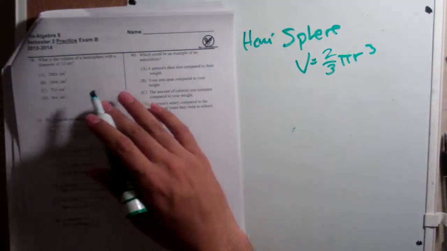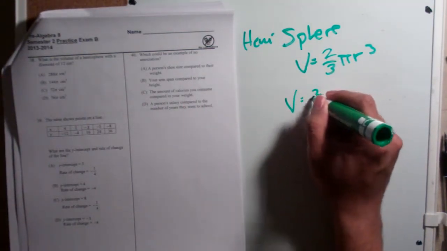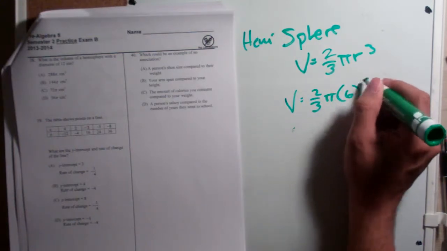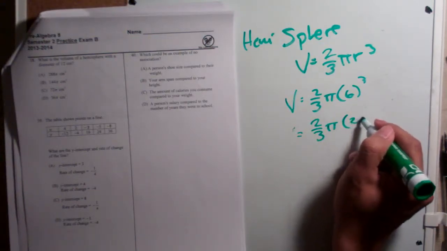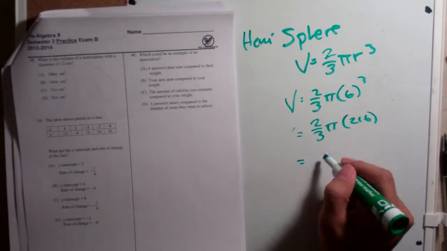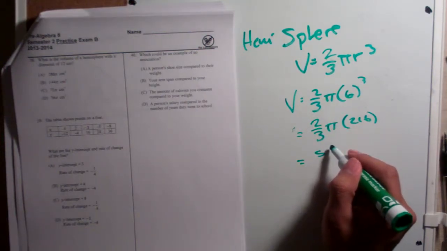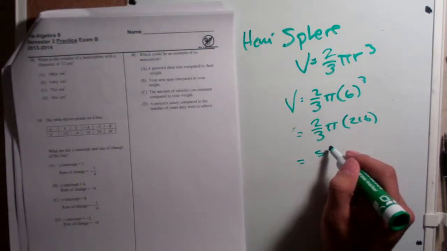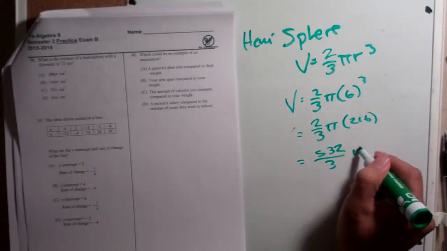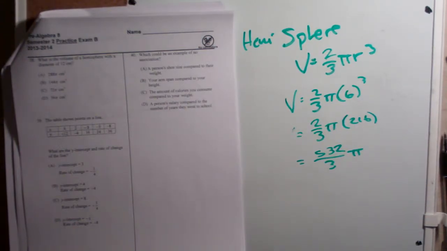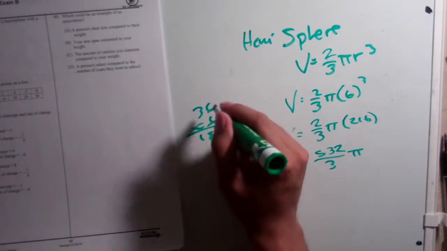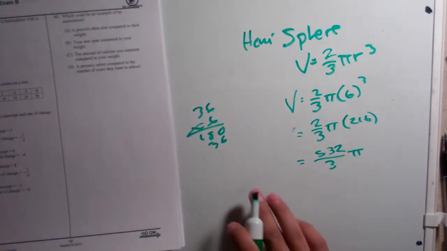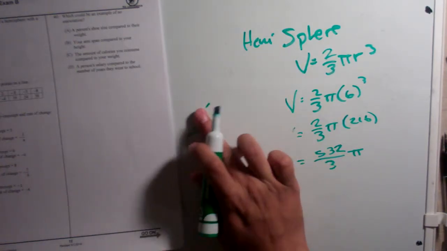Alright, so let's put in what we know. We know that the diameter is 12, so the radius has to be 6, right? It's half of the diameter. So 6 cubed is 216. 216 times 2 is 432, and we're going to divide this by 3. Let me make sure that this is correct. So with this, if we divide 432 by 3.